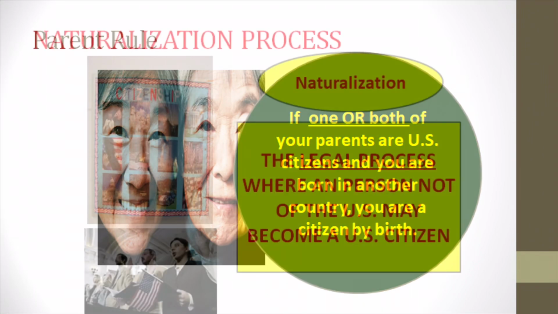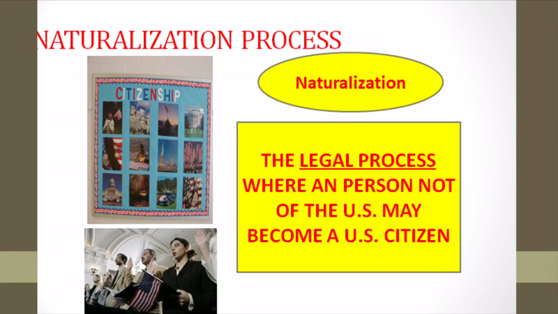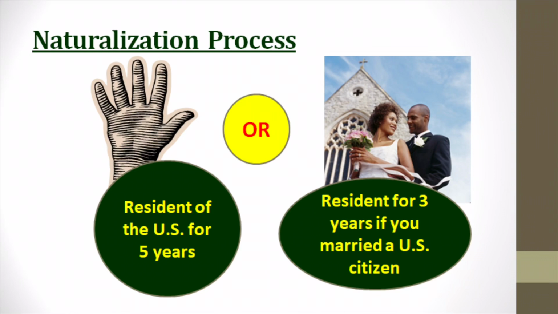Now, let's say you weren't born in this country. You got to go through the naturalization process, which is just the legal process that a person has to go through in order to become a U.S. citizen. Takes some time, and usually it's anywhere between 5 years or 3 years. Remember that. 5 years if you don't marry anyone, but 3 years if someone falls in love with you and they are a U.S. citizen and they decide to marry you.